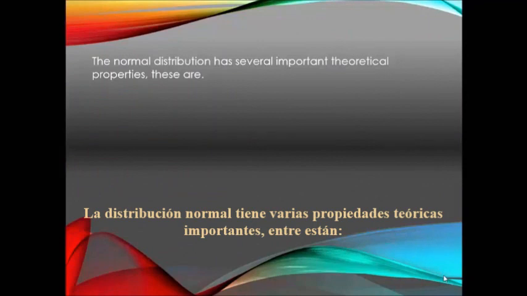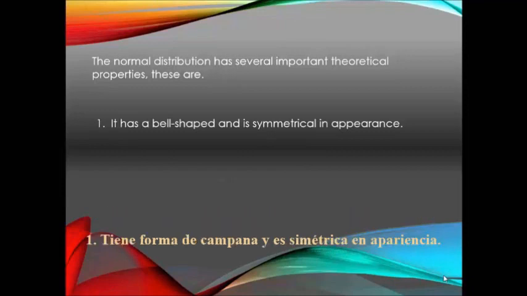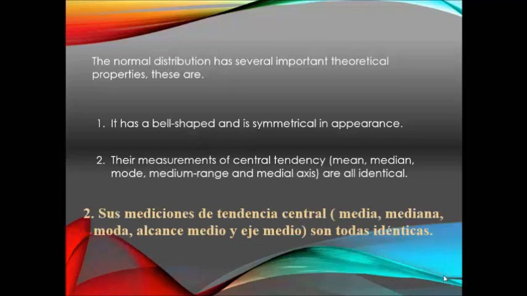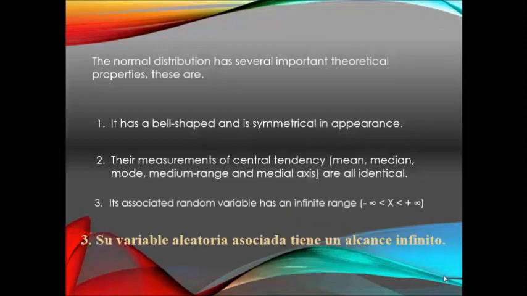The normal distribution has several important theoretical properties. Number one, it is bell-shaped and symmetrical in appearance. Number two, its measures of central tendency, mean, median, and mode, are all identical. Number three, its associated random variable has an infinite range.